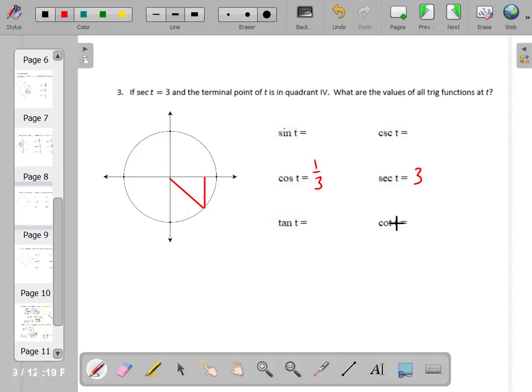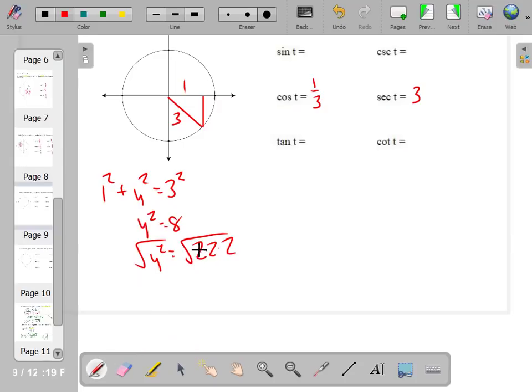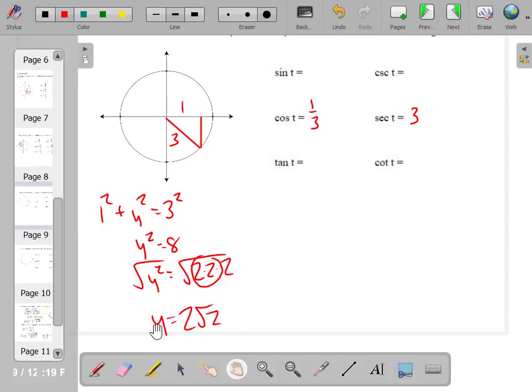Now I can start to label my triangle a little differently. You can still do it this way, but cosine is adjacent over hypotenuse. And for y, I need to do the Pythagorean Theorem. So 1 squared plus y squared is 3 squared. This is 9, and if I subtract 1, I get 8, which you can simplify to 2 radical 2. So y is 2 radical 2. However, you need to be very careful because we are in the fourth quadrant. It is -2 radical 2.